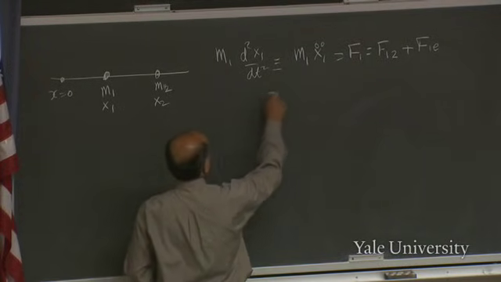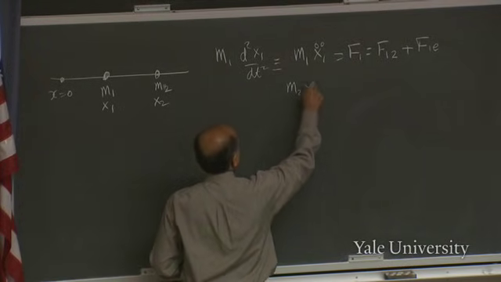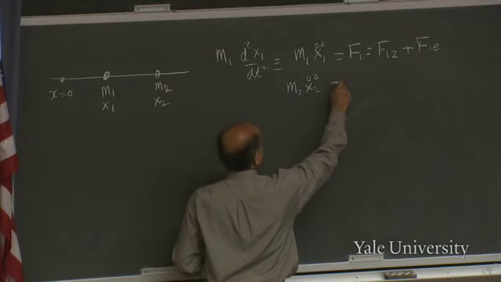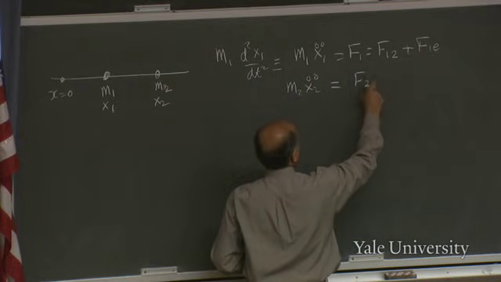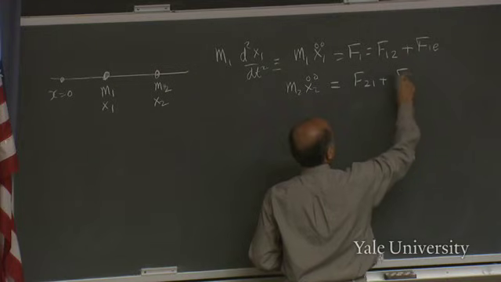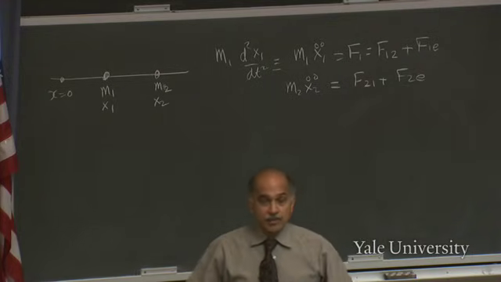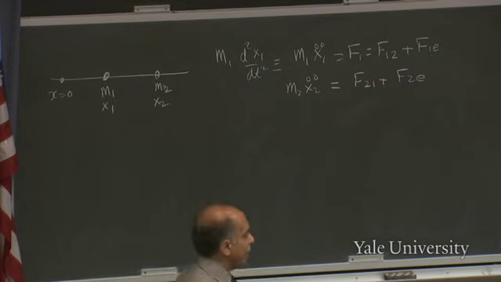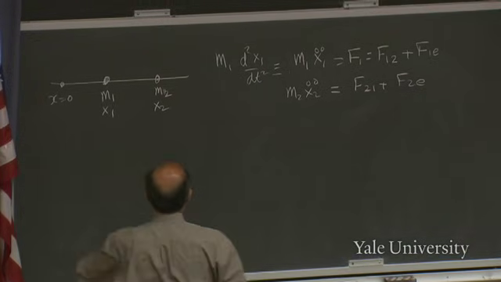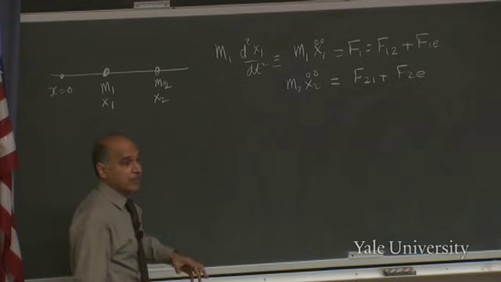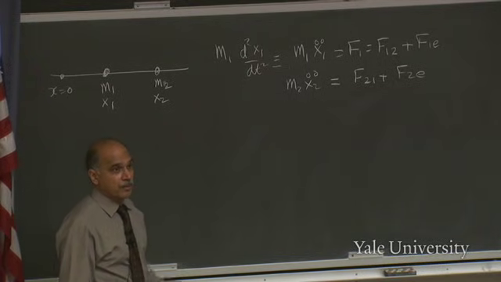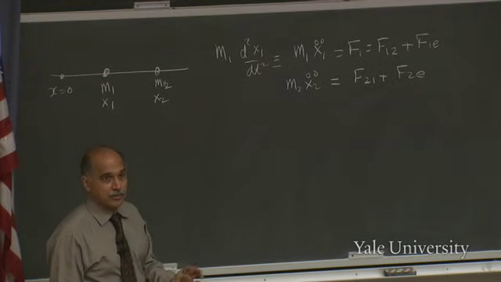Similarly, I have another equation, m2 x2 double dot is the force on 2 due to 1 plus the force on 2 due to the outside world. What do you mean by outside world? Maybe these 2 guys are next to some planet, and the planet's way over to the right. It's pulling all of them towards the planet with some gravitational force. So everything else is called external.